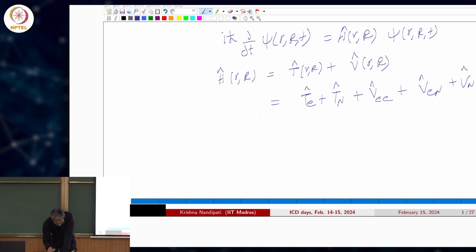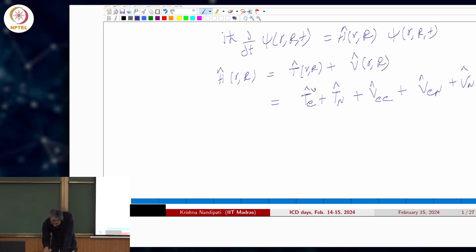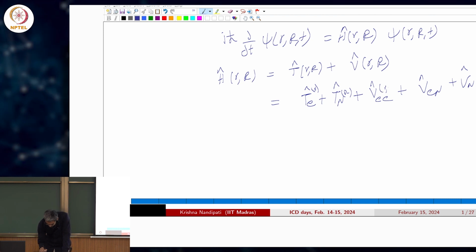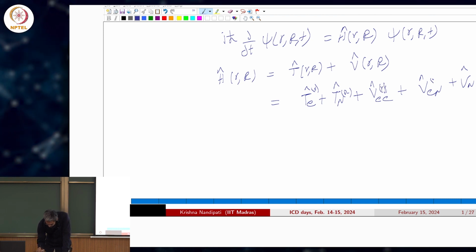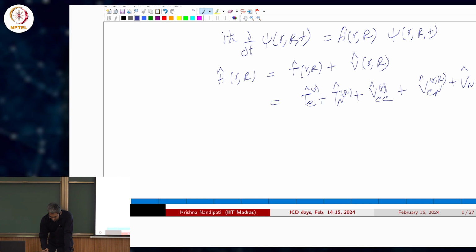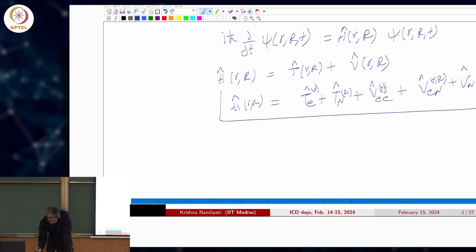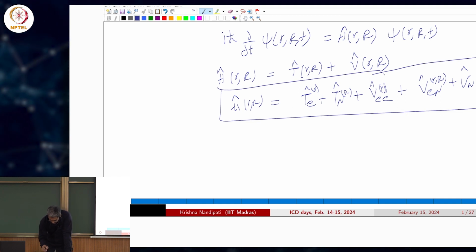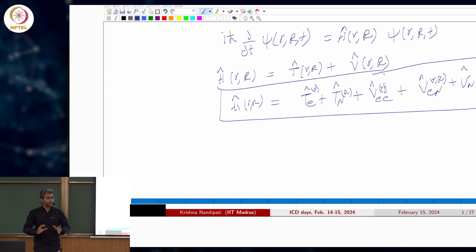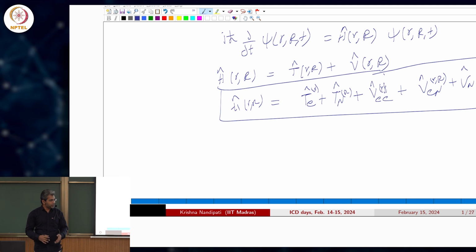Here, all of them have electronic coordinate dependence, nuclear coordinate dependence. So given this Hamiltonian, we just want to plug it into the time dependent Schrodinger equation with an ansatz for psi of r, a guess wave function, because this is an initial value problem. We need to start with some initial ansatz to solve this problem, right?